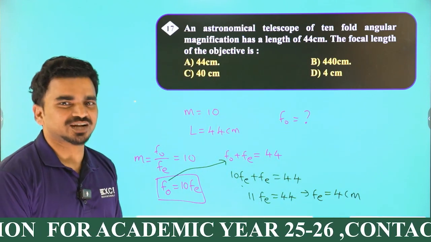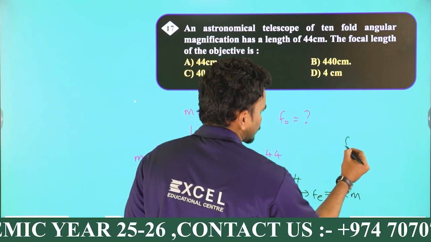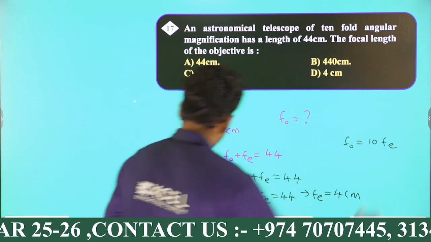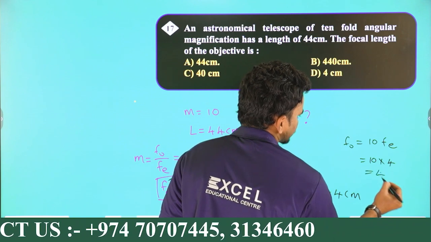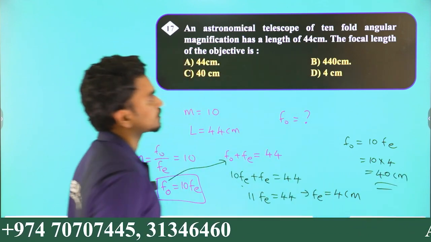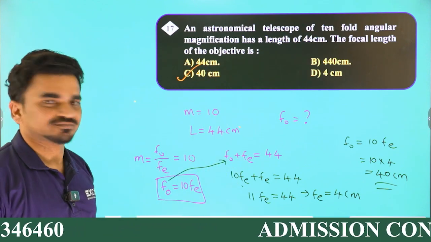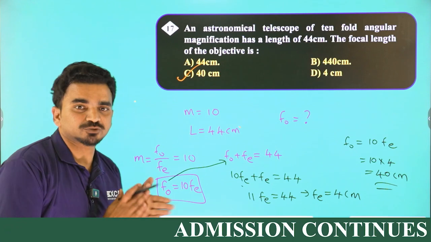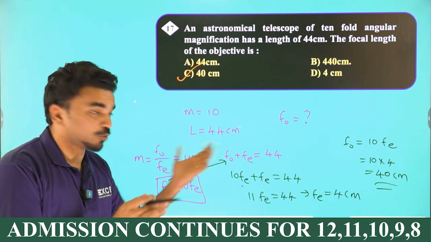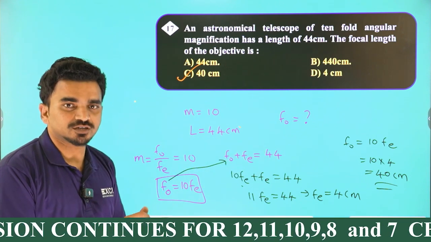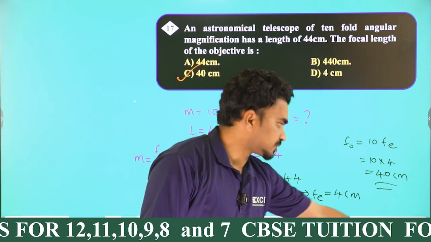But the question is not asking for the eyepiece focal length. It is asking for the objective focal length. What is the Fo and Fe relation? Fo is 10 times Fe, right? So 10 times 4 comes to 40 centimeter. So the answer is 40 centimeter. You got the idea? This is the way you can approach this type of problem. See guys, here they can ask both, okay? It's an MCQ question, that's why they asked only one, but it can be converted into a 2 mark question also. Keep this in your mind. Fine, let's go to the next question.